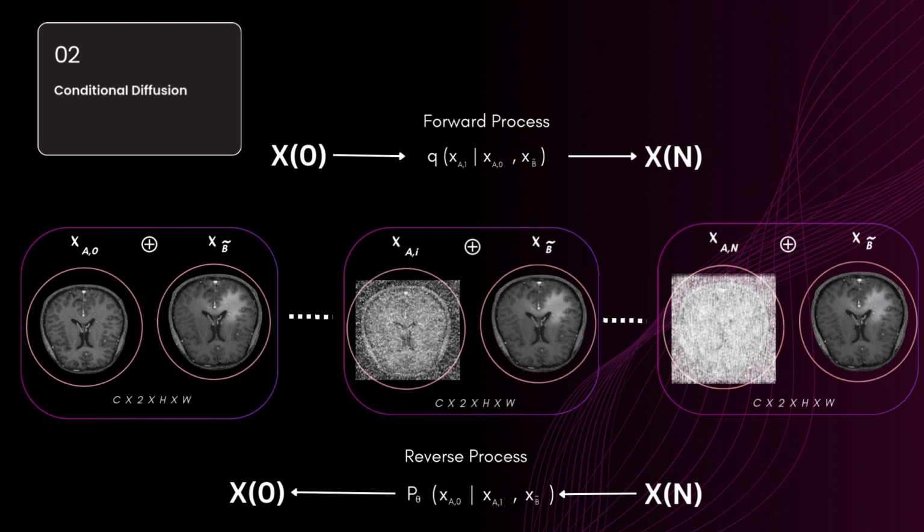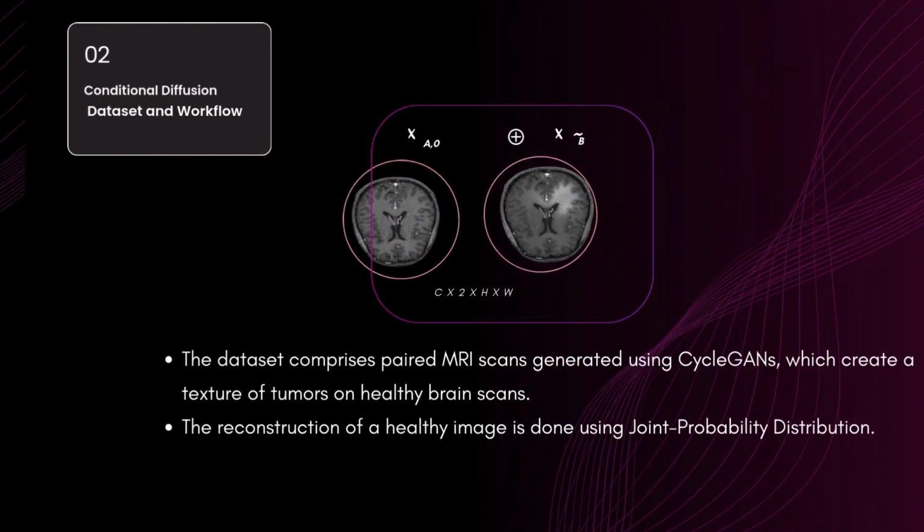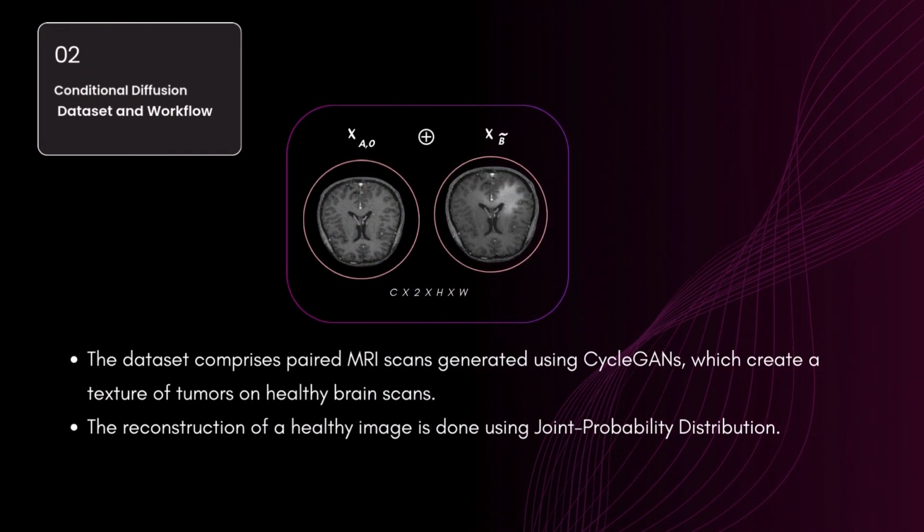This reverse mechanism models the joint probability distribution of noisy and clean images, enabling effective denoising and reconstruction. Our dataset includes paired MRI scans, one set of normal brain scans, and another of tumor-injected images. These pairs are generated using CycleGANs, simulating realistic tumor textures to augment training and improve the model's robustness.